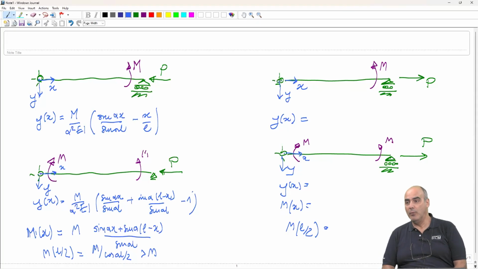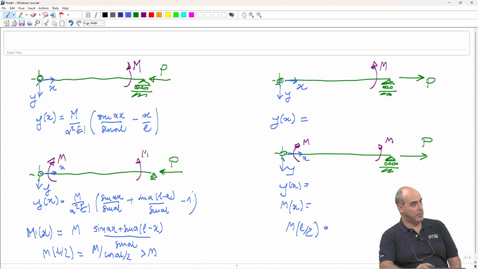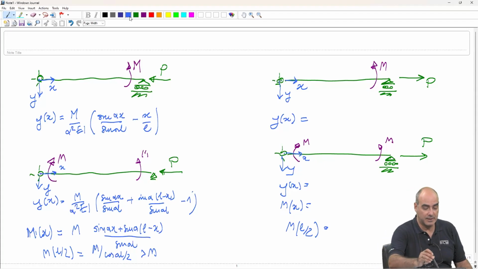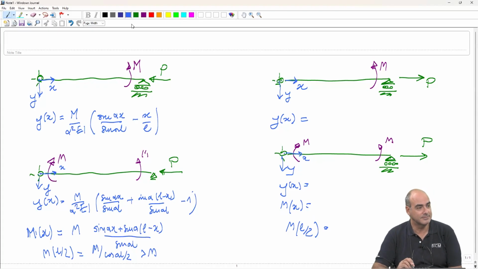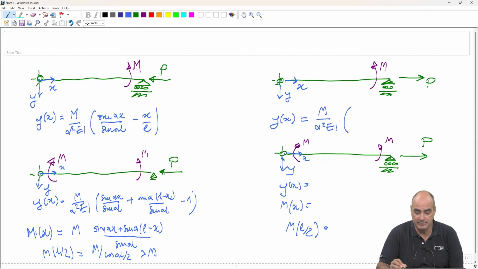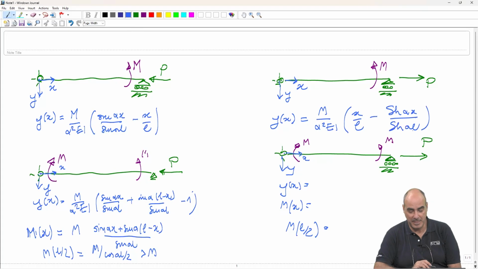Then I assigned you some homework. Has anybody worked on that? So I asked you, well, solve the same problem, but not under a compressive axial force, but under a tensile one. And which was the solution that you found? M by alpha square EJ, x by L minus hyperbolic sinus of alpha x, hyperbolic sinus of alpha L.